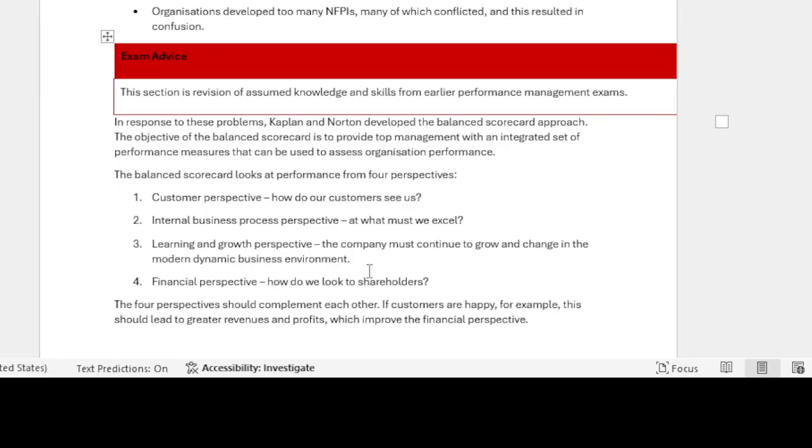So there is a scorecard that you can use to provide top management with performance measures that can be used to assess the organization's performance. For example, we can look at four different perspectives. The first one is the customer perspective. How do the customers see us as the company? We can also use the internal business process perspective.